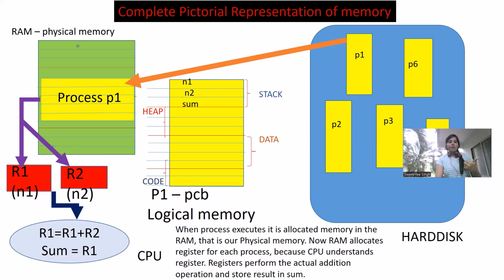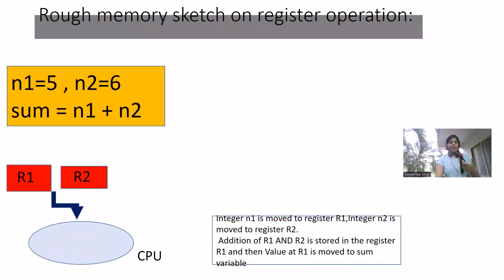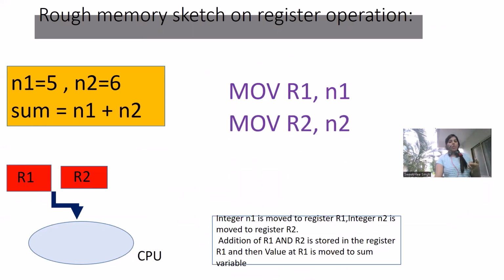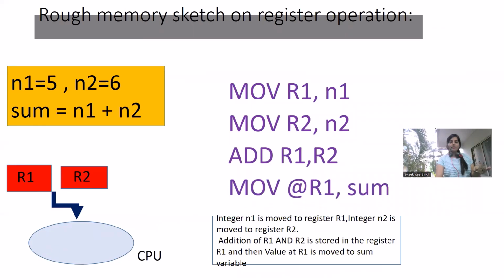Means sum is assigned the value of the register R1, and after that how this operation works, let's see. So move R1 comma N1, this will move the value of N1 to register R1. Move R2 comma N2 will move N2 to register R2. Add R1 comma R2 will perform the addition of R1 and R2 and store the result in R1. Now move R1 comma sum.